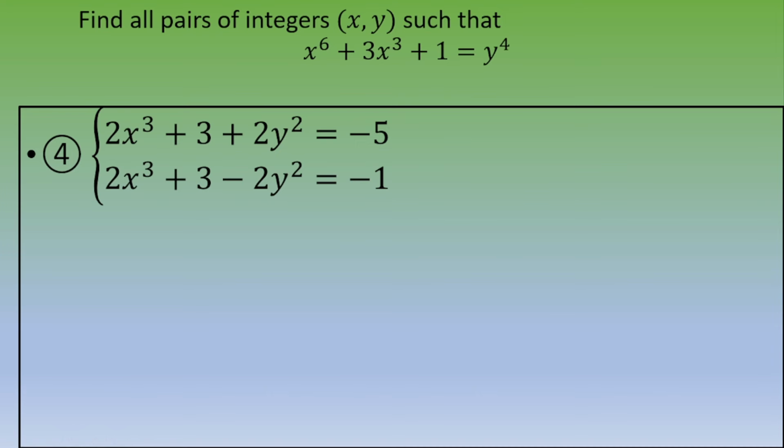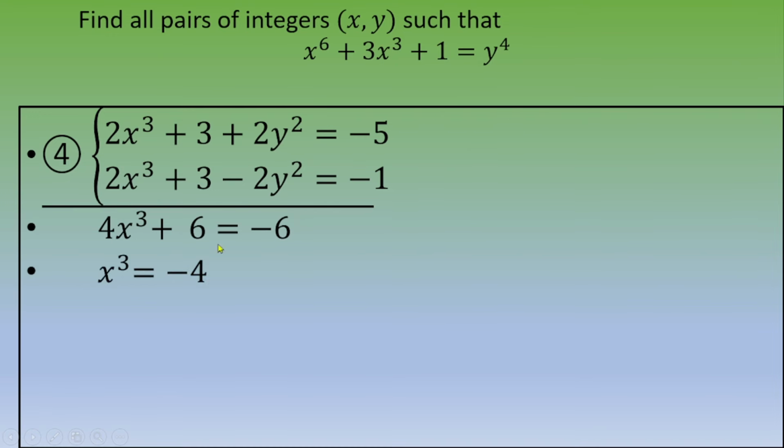Case number 4. Same process, you add these two rows, and then you got 4x cubed plus 6 equals negative 6. And if you put that on the other side of the equation and then divide by 4, you got x cubed equals negative 4, which is not possible because x is an integer.